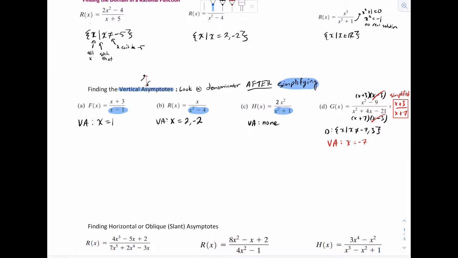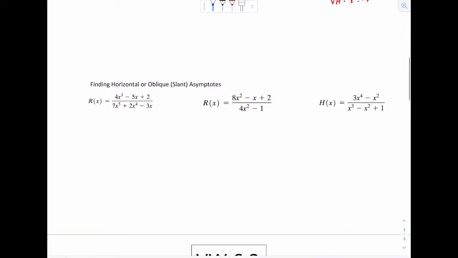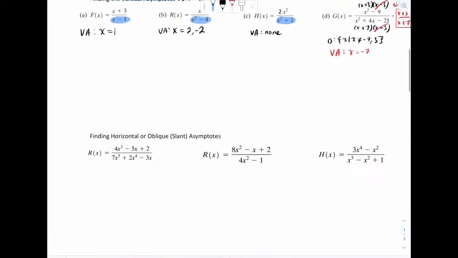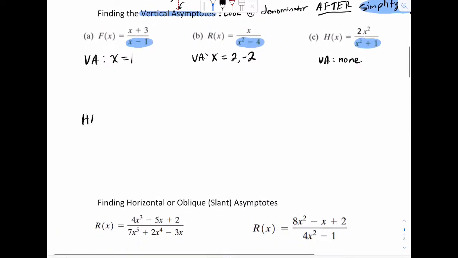Now the last part is the most complex part. We're going to talk about horizontal or oblique asymptotes. And I put slant there because some books will call it a slant asymptote. So to do this, we have to talk about a few rules. So right above your problem, we're going to write HA rules here.